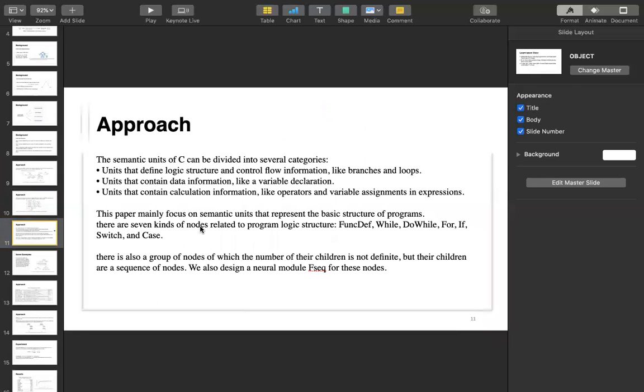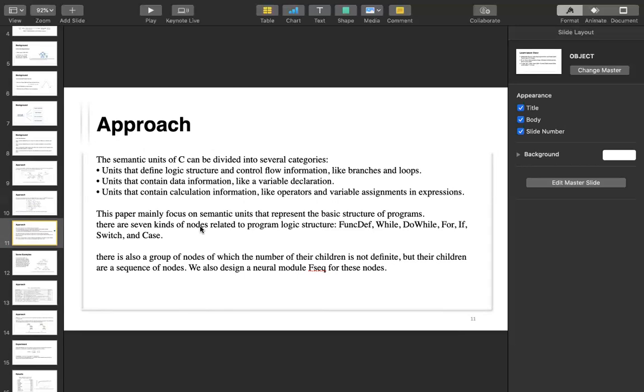So the semantic unit of C can be divided into several categories. One category defines logic structure and control flow information. Another is the data information, like variable declaration. And another contains the calculation information, like operators and variable assignments. And this paper mainly focuses on the basic structure.